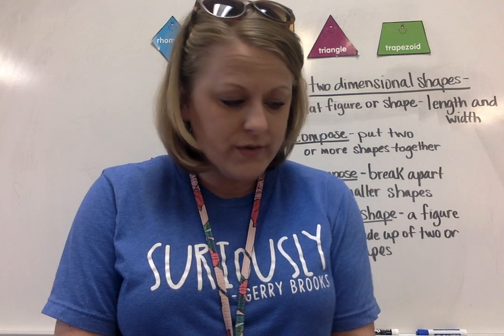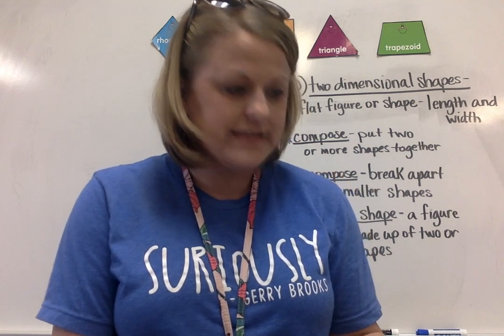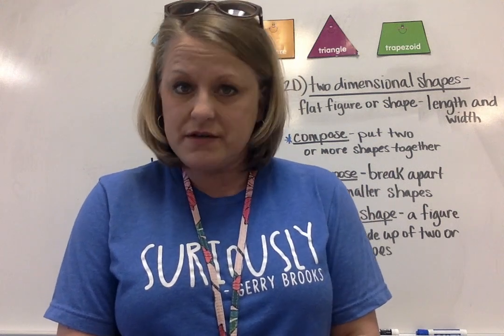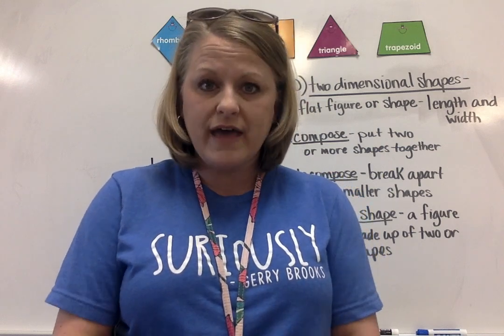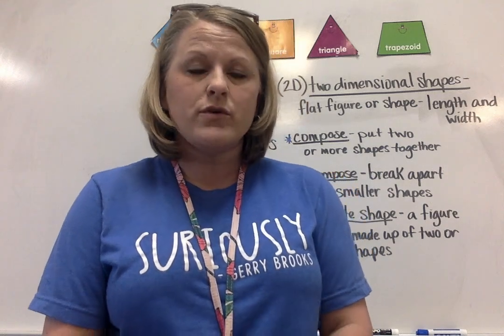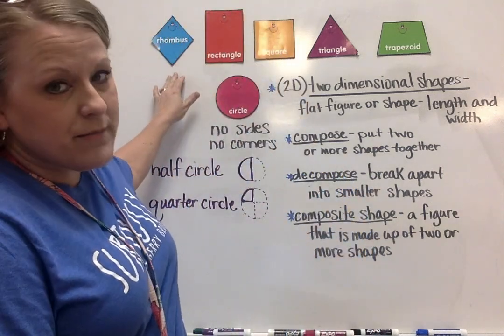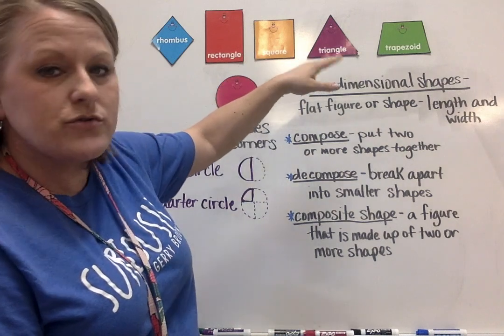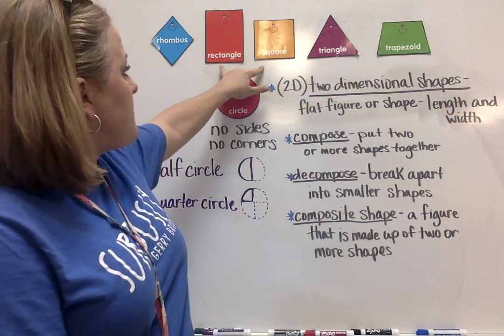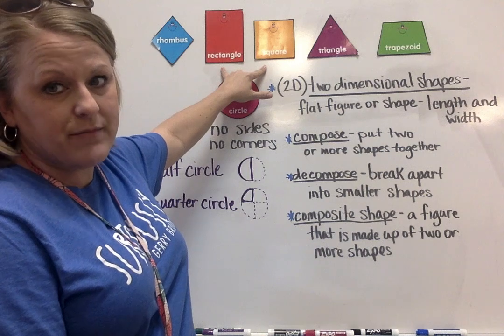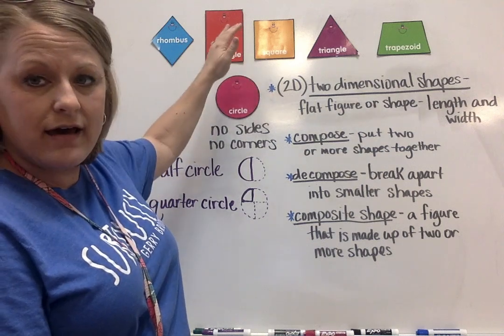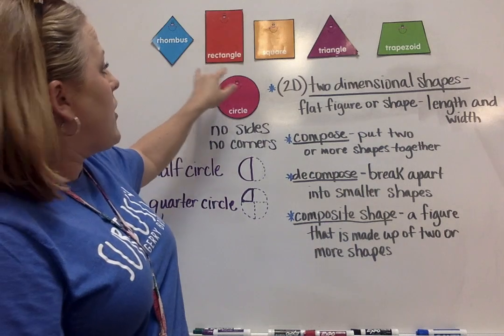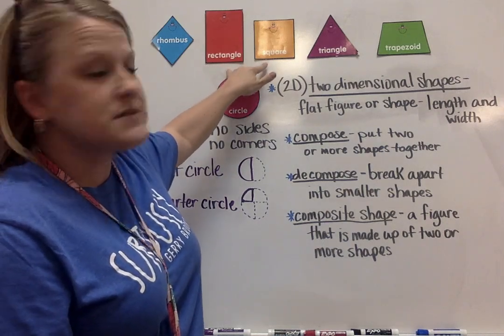Before we get to this week's lesson, lesson 27 in math, I wanted to remind you about last week. Last week we talked about the different shapes and we talked about their attributes. Attributes, remember, is just a fancy way of describing that shape, their characteristics. For example, we had a rhombus, rectangle, square, triangle, trapezoid. We talked about how we could describe each shape by their sides, how many sides they have, and how many corners they have. We talked about the difference in the shapes.